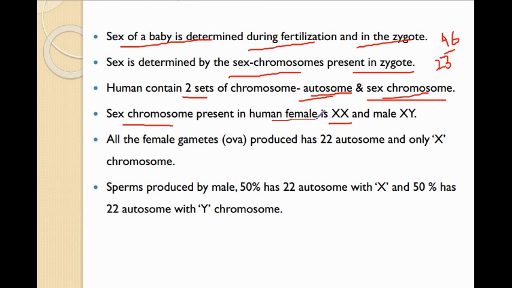case of female. Sex chromosome means allosome. So it is XX in case of female and XY in case of male. XX means homogeneous. Homogeneous means both the chromosomes are equal in their structure, shape and size. While in case of male that is heterogeneous. Heterogeneous means this X and Y chromosome differ in their structure, shape and size.